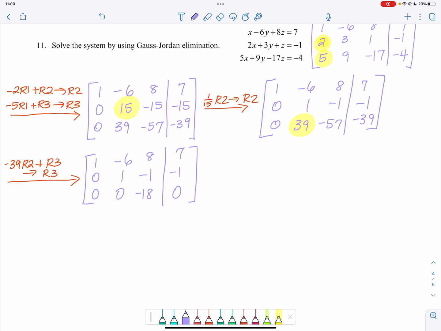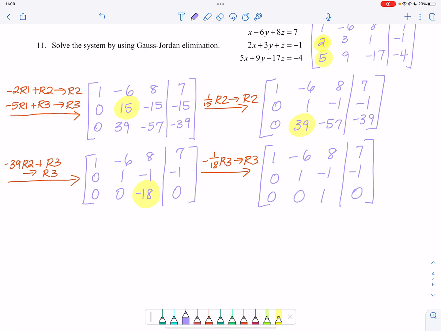So now our next focus will be for this negative 18 to become a 1. And we'll just divide all of those terms by negative 18, and it's only going to change that one entry. So we will have negative 1/18 times row 3 and replace row 3. So there's row 1, and there is row 2. And now we're just going to divide everything by a negative 18. And there we have it.